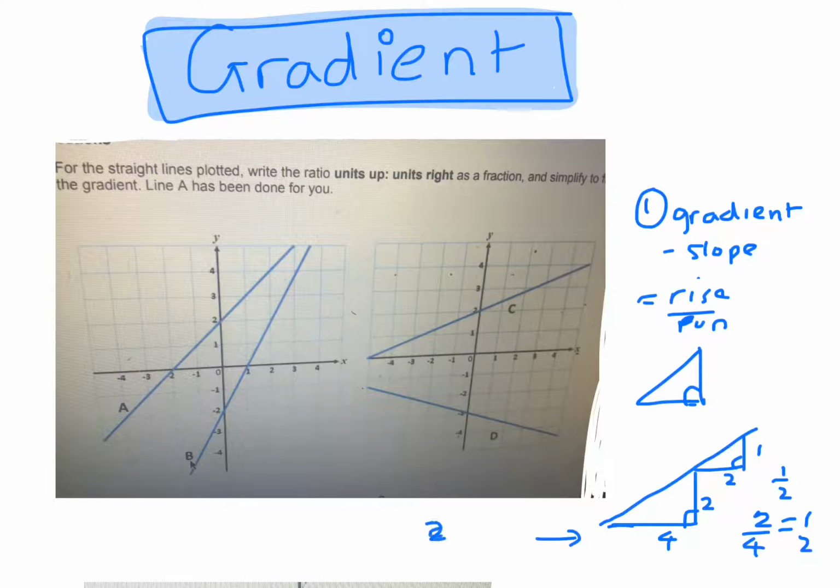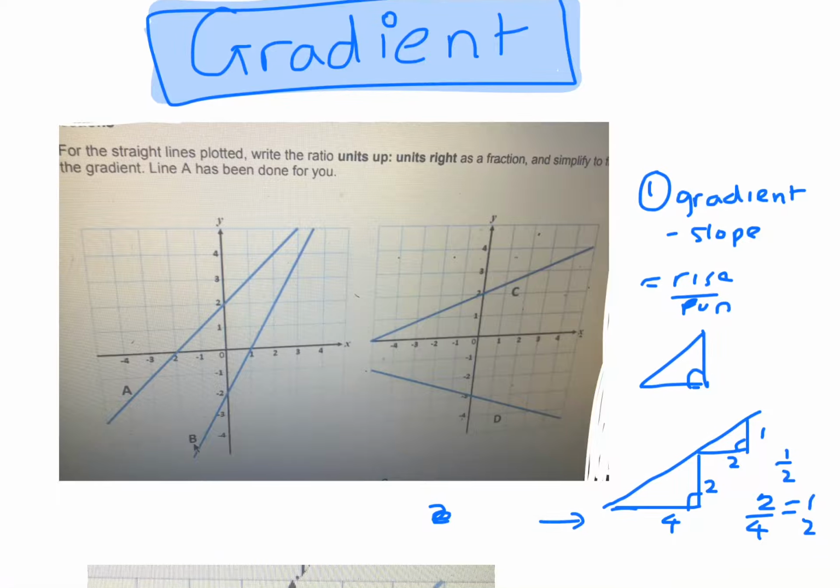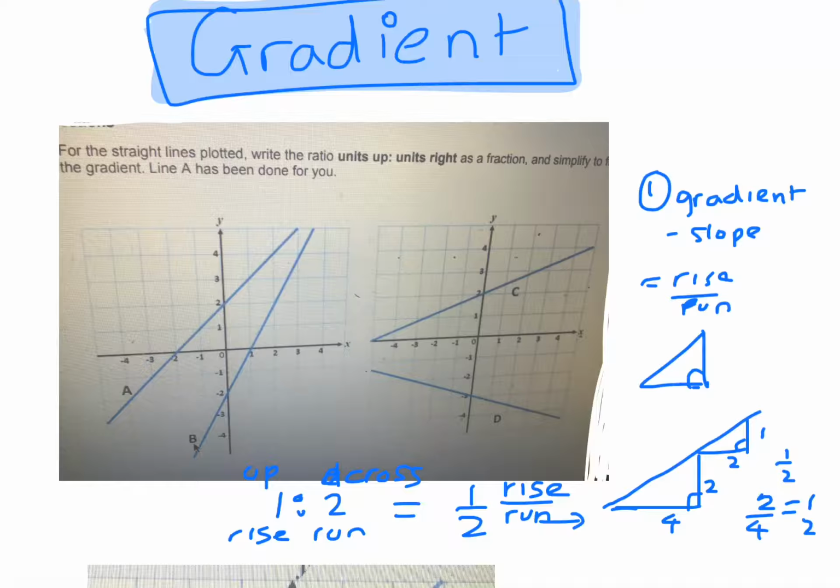Now, you can also write it as a ratio, but it's much better if you write it as a fraction, like 1 to 2. This is what you go up, and this is what you go across. So this part in the ratio is the rise, that one's the run. But normally we don't write it as a ratio, we actually write it as a fraction. Put the rise on top and the run on the bottom.